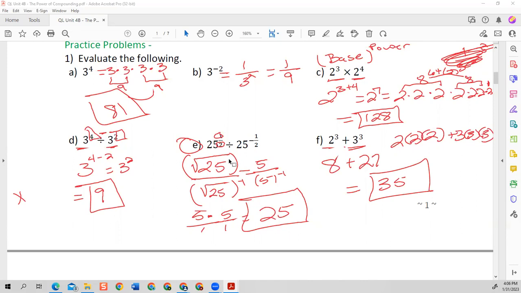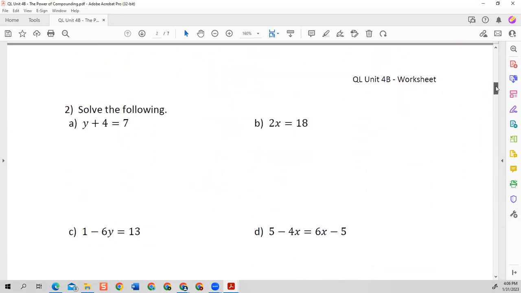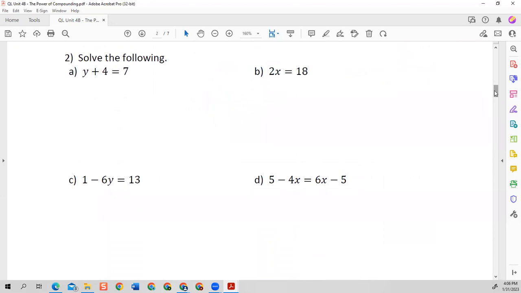And that's my answer. All right, moving on. Let's solve for the unknown. So on A here, y is my unknown. To get it by itself, I need this 4 to be on the other side. To make it go to 0 here, since it's positive, I'm going to subtract it. So I have y equals 7 minus 4 is 3. Over here, I have a coefficient of 2 on x instead of positive 1. So to undo that, I need to divide. So x is equal to 18 divided by 2 is 9.